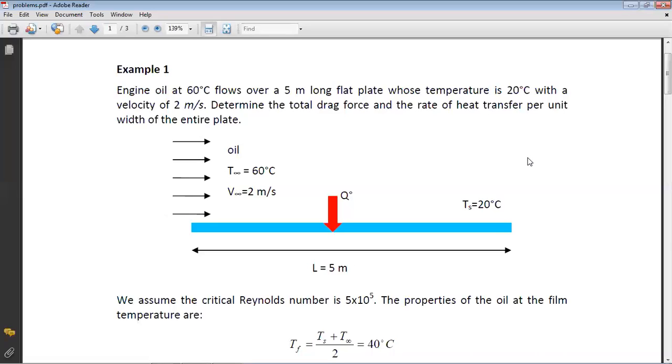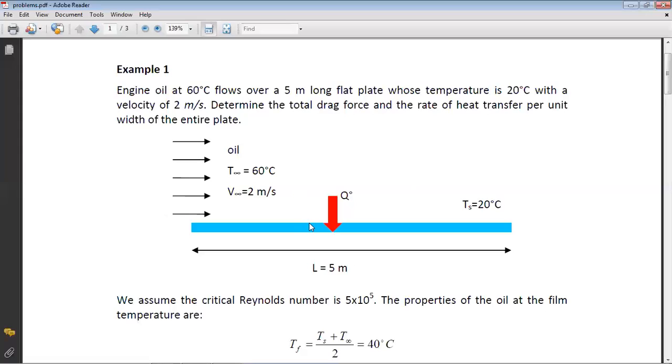Now, if you look at the diagram, you have a flat plate. The length is 5 meter and he has given per unit width. So you can consider the width of the plate to be 1 meter. And in this case, the plate is at 20 degrees Celsius. Over this plate, they are passing a hot oil which is at 60 degrees Celsius.